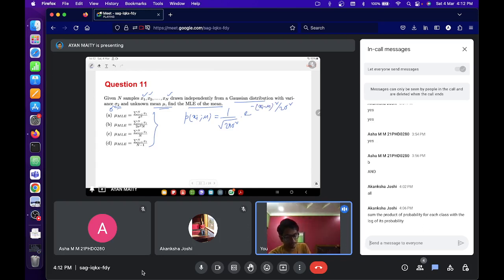Now for MLE, we have to multiply this probability value for every point. This is the likelihood for one point. Now the likelihood for all these samples x1, x2, xn given mu is the product of p of xi given mu, i equals 1 to n, and then we have to take the log of this.